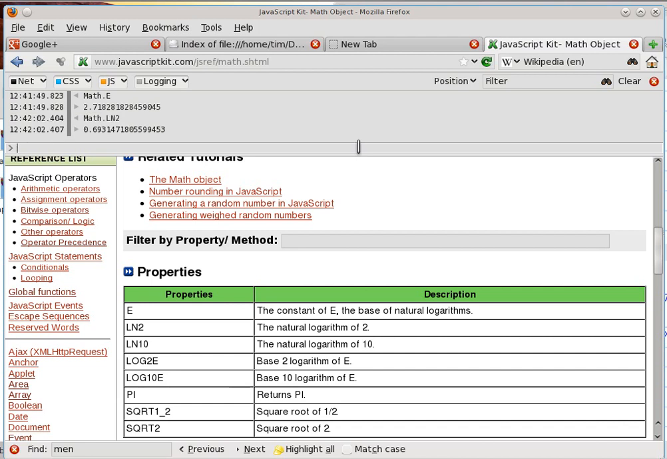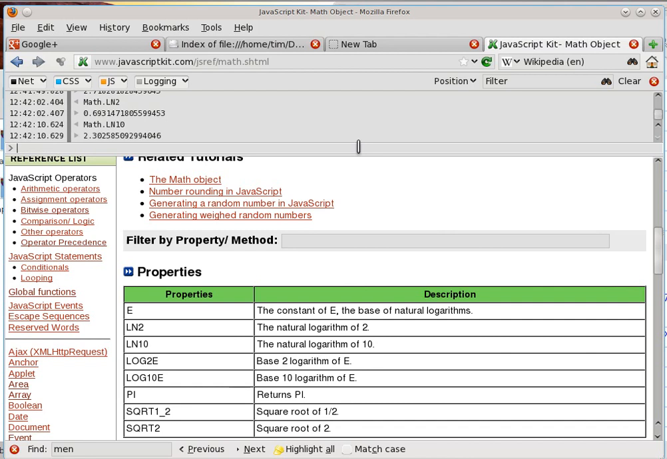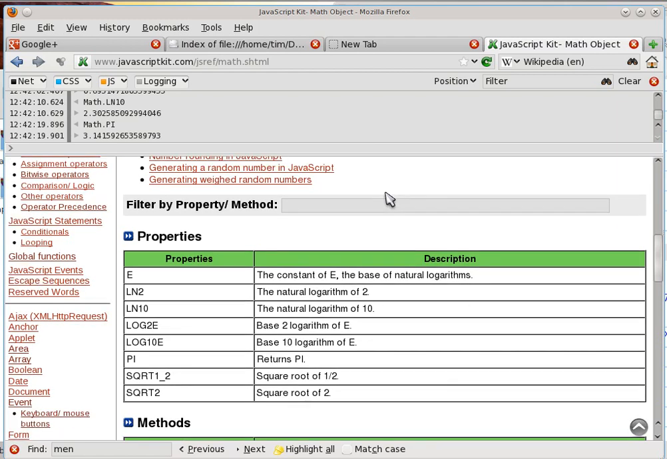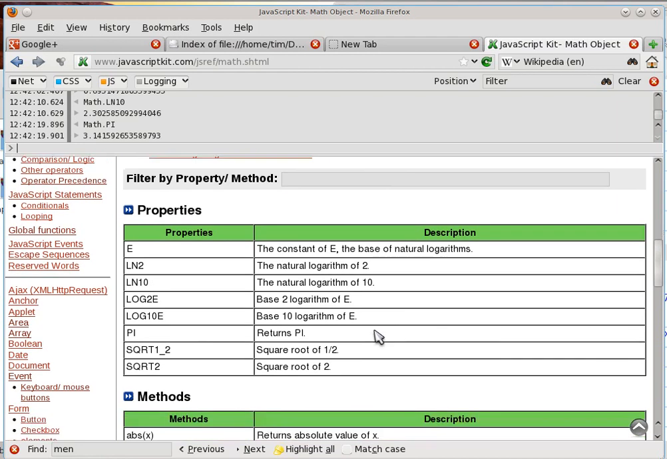If, for example, you want to do math.ln2, that gives you the natural log of 2. Math.ln10, this is case sensitive, by the way, natural log of 10, and so on. Let's do one more, math.pi, that gives you pi. It's all floating point precision. So this is what those properties mean. These are the ones that are currently defined by the JavaScript 1.5 standard.